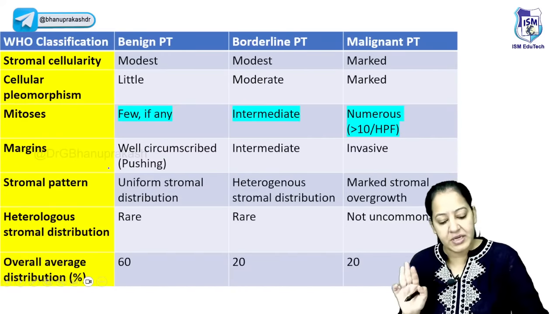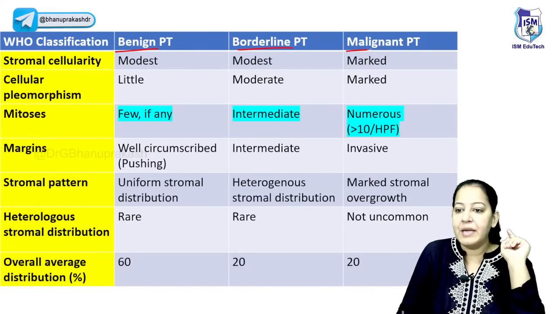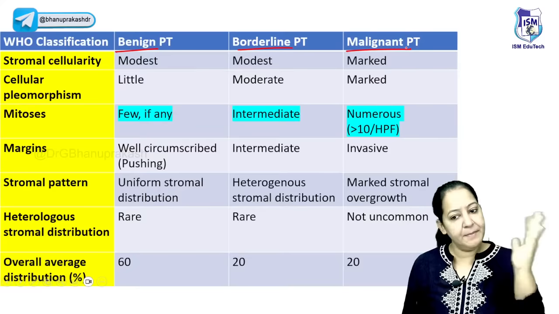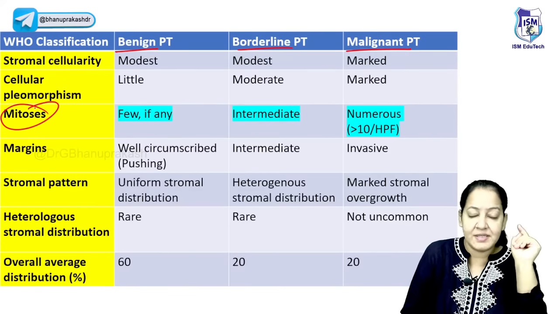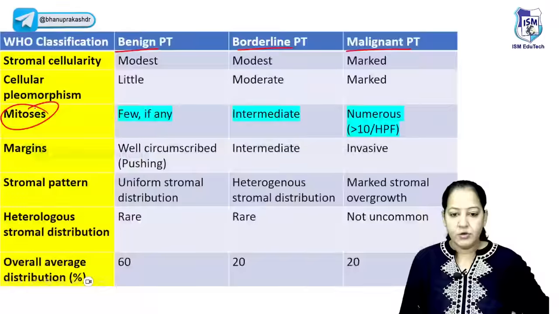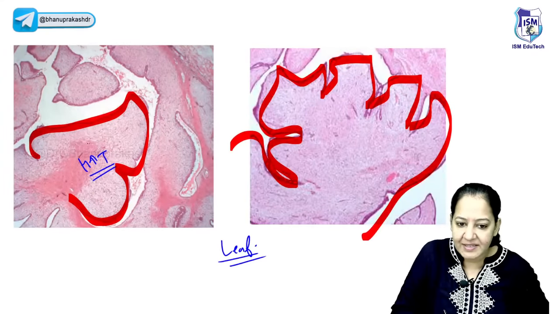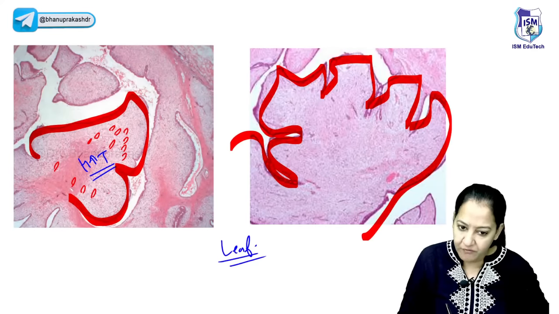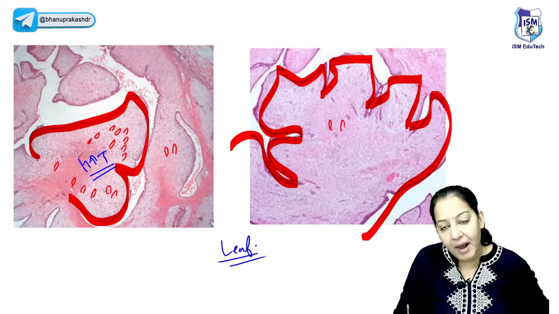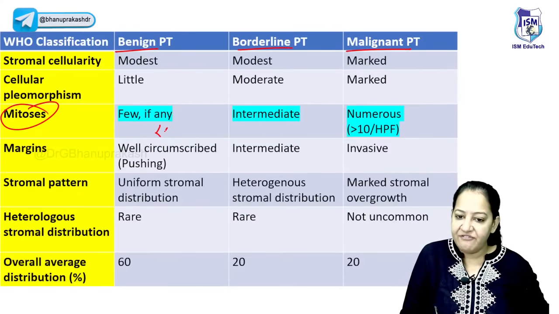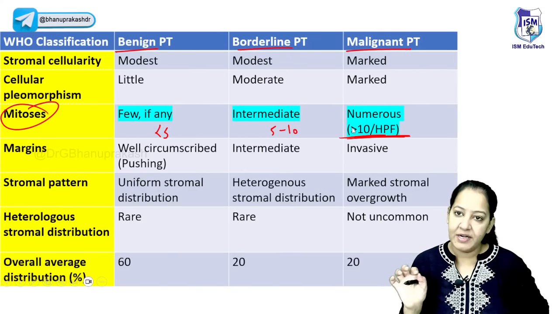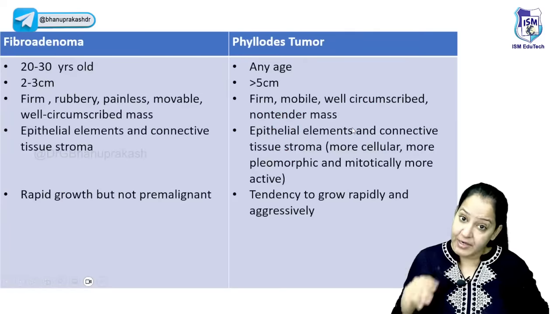Got it. So here there are three types of phylloids tumor: benign, borderline, malignant. What is the basis? Fibroadenoma is always benign, but the phylloids can be benign, borderline, or malignant depending on the mitosis. How many mitoses do you get in the stroma? Can you see the cells in the stroma? These are all small cells. So you have to see the pleomorphism in the cells of the stroma and count the mitoses per high power field. If less than 5 mitoses, it's benign. 5 to 10 mitoses, it's borderline, and more than 10 mitoses per high power field, it's malignant. So the most important thing to differentiate benign, borderline, malignant is the mitosis in the cells.